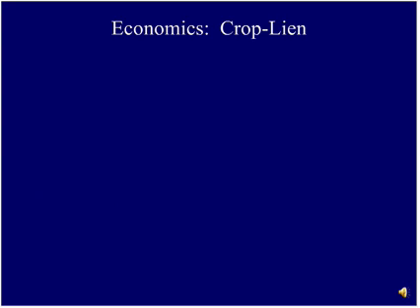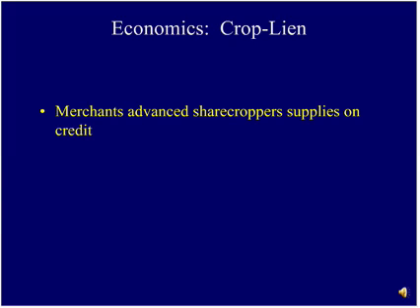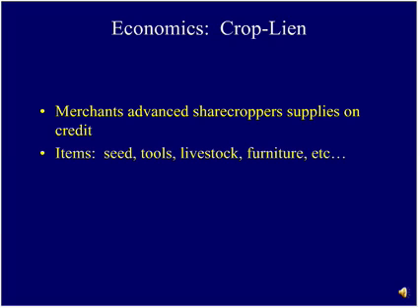In most communities, sharecropping was combined with another economic system called crop lien. This very often involved merchants advancing sharecroppers a variety of different supplies on credit. Sharecroppers would need seed, tools, maybe even livestock or furniture. How about some food in order to survive until their crops came in? The problem was that the interest rates were incredibly high because sharecroppers didn't have any collateral. They might pay as much as 50% in interest for the products that they received.